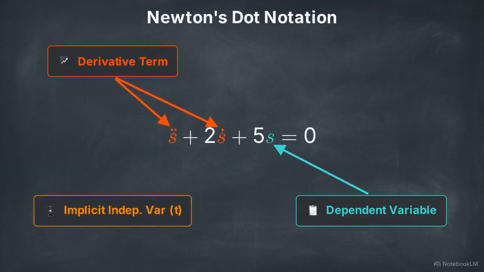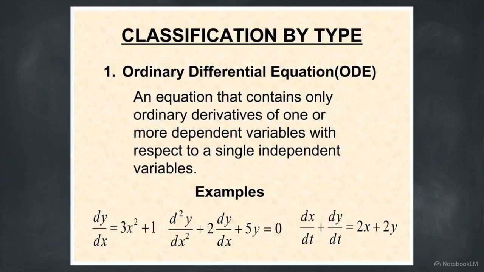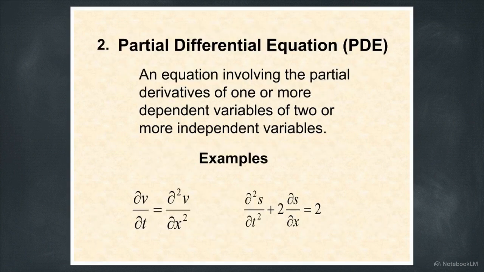Dr. Mohammed's notes lay out a strict classification system, starting with type. This slide defines an ordinary differential equation, or ODE. An ODE is characterized by derivatives that involve only a single independent variable. We contrast that with partial differential equations, or PDEs. As you can see here, PDEs map complex systems involving multiple independent variables, meaning the system is changing across several dimensions at once, like a wave moving through space over time.